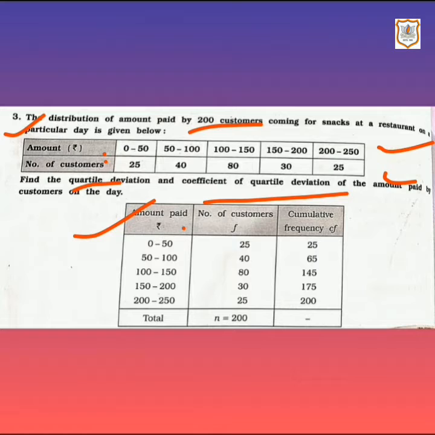Here we have written amount paid 0 to 50, 50 to 100, 100 to 150, 150 to 200, 200 to 250. Frequency we have copied from the question as it is: 25, 40, 80, 30, 25. Now we'll find the cumulative frequency as it's a continuous frequency distribution sum. So first will be 25, then 25 plus 40 gives you 65, 65 plus 80 gives you 145, 145 plus 30 gives you 175, and 175 plus 25 gives you 200. So now let's find first quartile and third quartile to find quartile deviation and coefficient of quartile deviation.